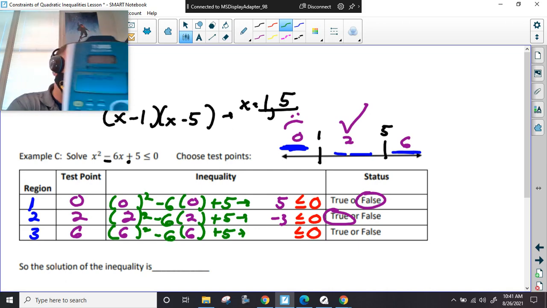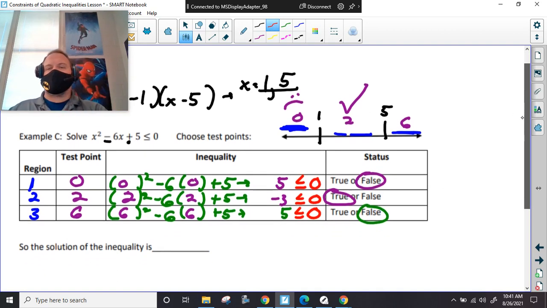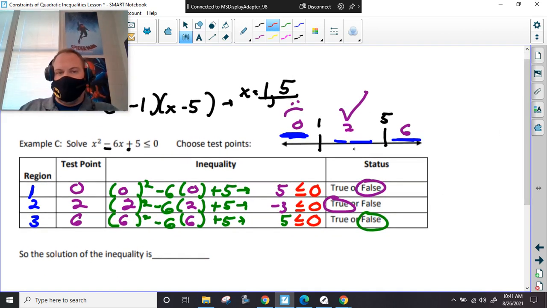So I'm plugging in 6. I get 5. So this is false. All right, we've checked our regions. The only one that worked was right here in the middle. So I'm going to put a 1, then x, then that symbol again, then 5, and I'm done.